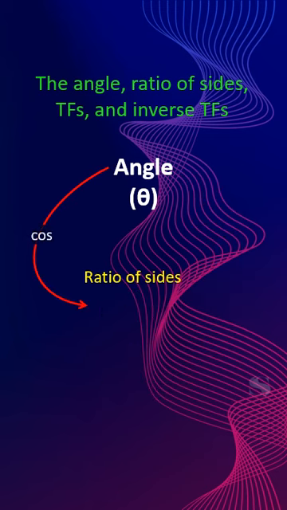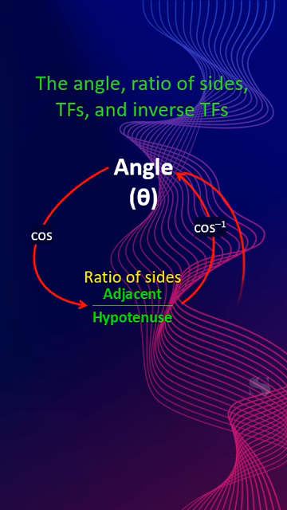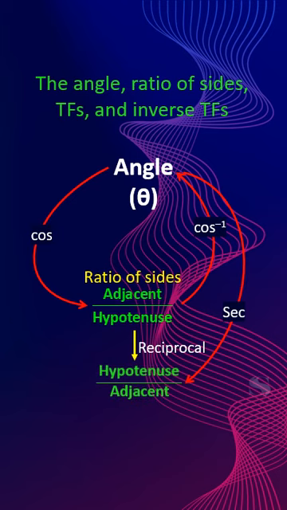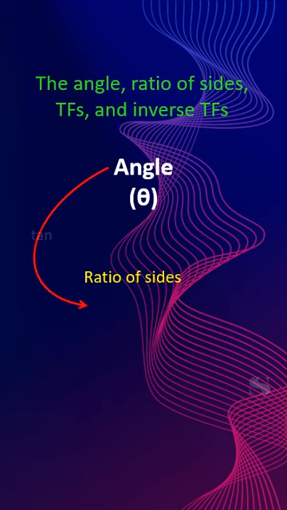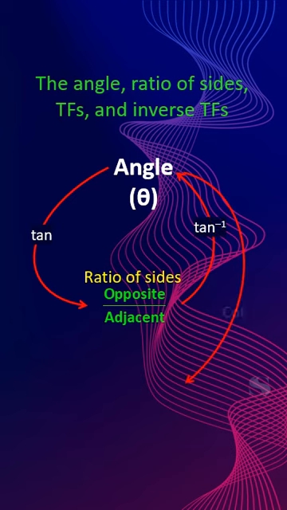Cosine is a trigonometric function of an acute angle which gives the ratio of sides, adjacent by the hypotenuse. Cosine inverse is the inverse trigonometric function that operates on the same ratio as the cosine's, adjacent by the hypotenuse, to give the angle. Tan is a trigonometric function of an acute angle which gives the ratio of sides, opposite by adjacent. Tan inverse is the inverse trigonometric function that operates on the same ratio of sides as the tan's, opposite by adjacent, to give the angle.